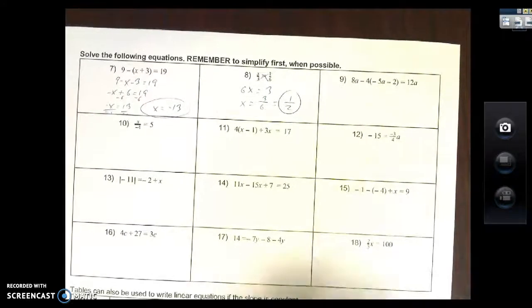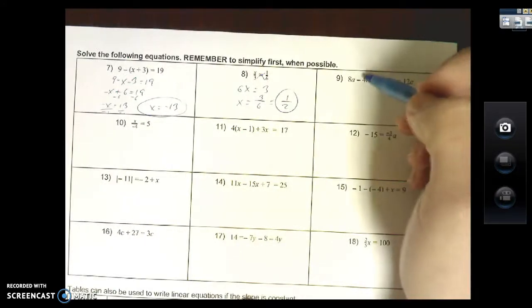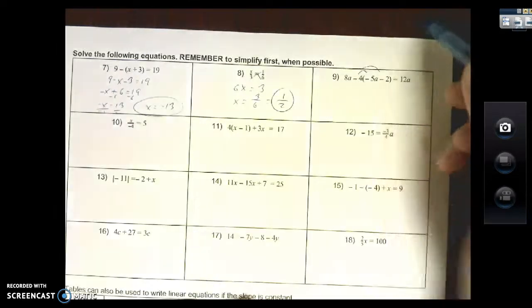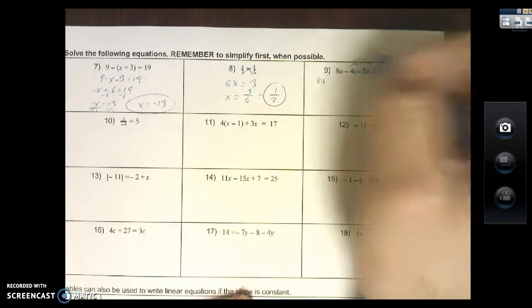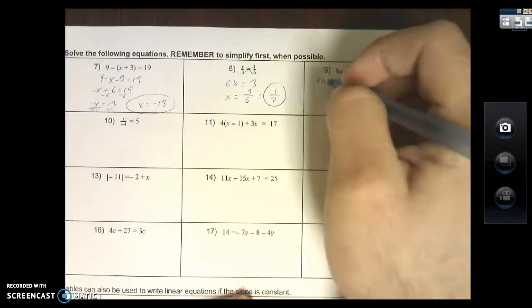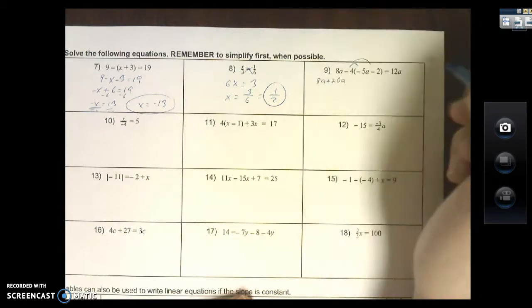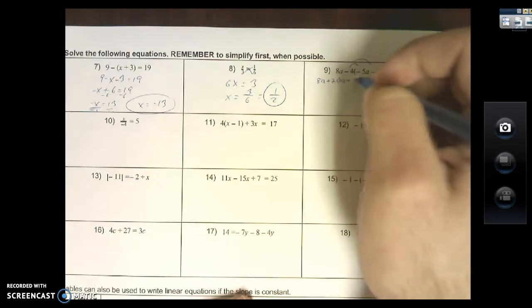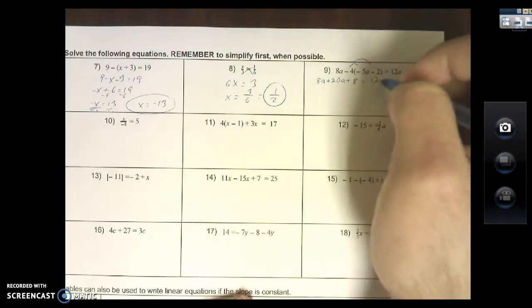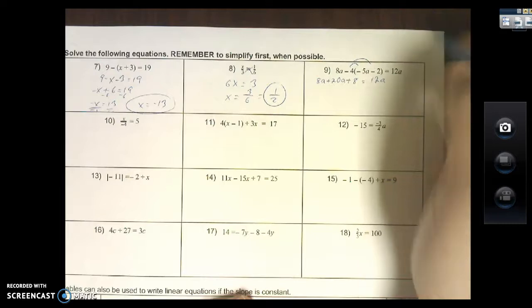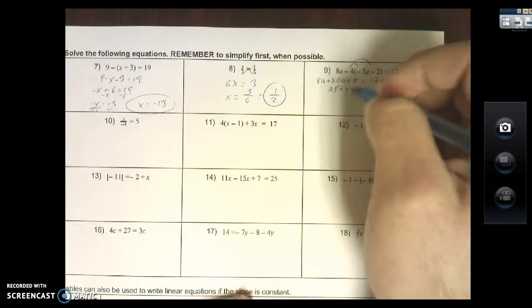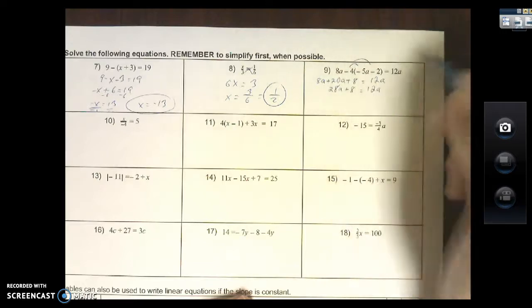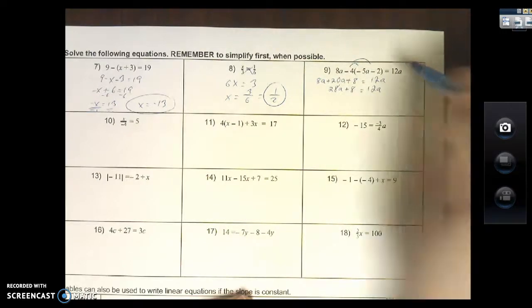Okay, let's try out number 9. I can distribute the negative 4 in. Notice a lot of distributing. You have to multiply throughout all of your parentheses beside it. I get 8a plus 20a plus 8 equals 12a. Combine like terms. 8a and 20a is 28a. Subtract 28a over.